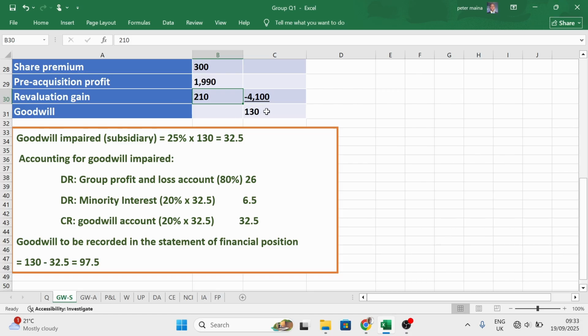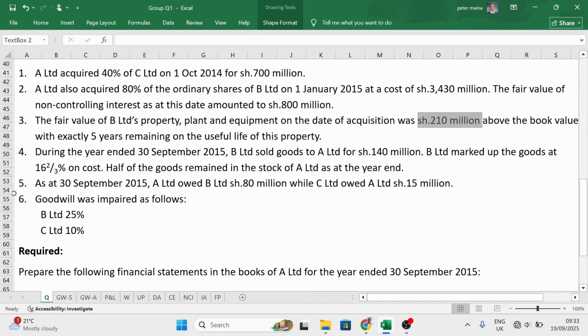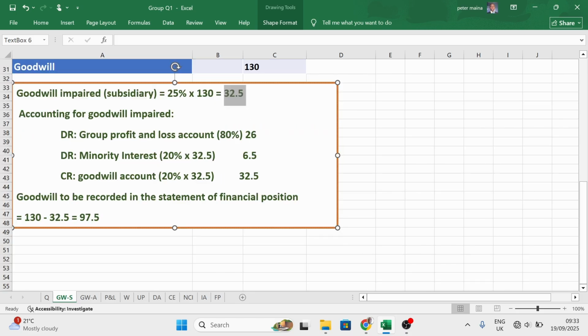So next, after finding the goodwill, we want to see the information provided concerning the goodwill impairment. In the question, point number 6, for B Limited, we were given the rate at which goodwill was impaired, which was 25%. So we are going to take the goodwill we have calculated, 130, then we are going to multiply it with 25%, and it will give us the goodwill impaired of 32.5.